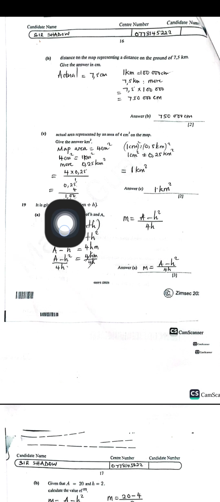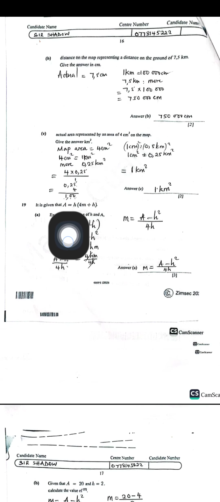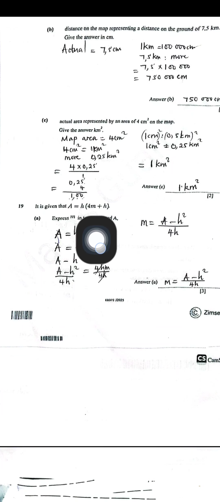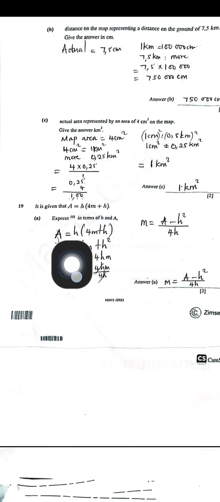Right, let's move on. Question number 19. We are given that A equals H open brackets 4M plus H. Express M in terms of H and A. In other words, we want to make M the subject of the formula.